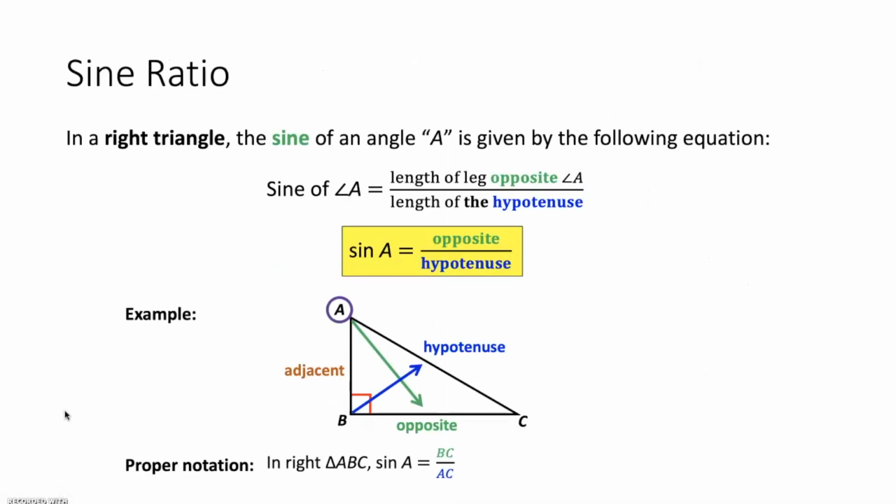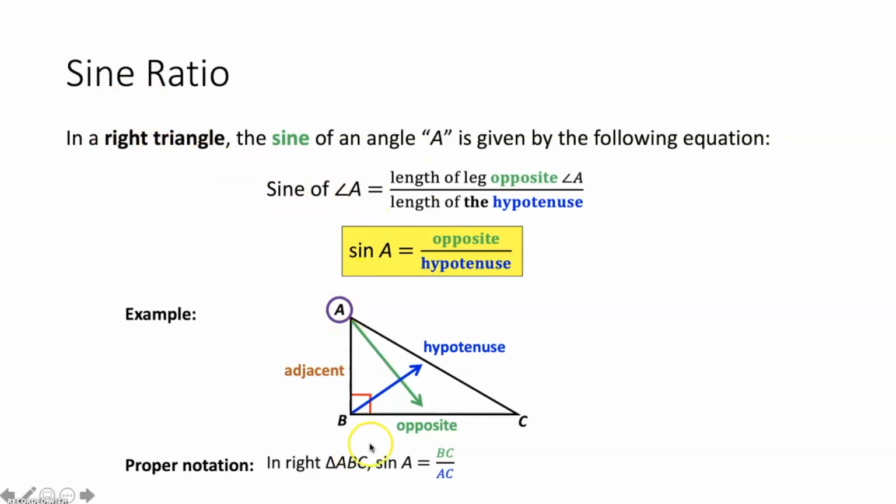First, let's quickly review each of the trig ratios. This is the sine ratio. And the sine ratio says, in a right triangle, the sine of an angle A is given by the following equation. Sine of angle A is equal to the length of the leg opposite angle A over the length of the hypotenuse, or shortened, sine of A is equal to opposite over hypotenuse. Now, the first thing to note is that the sine ratio, just like all the other ratios we're going to be dealing with today, requires a right triangle.